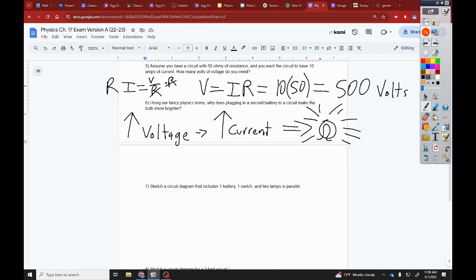Number 7, sketch a circuit diagram that includes one battery, one switch, and 2 lamps in parallel. Well, I already did this, so here's my battery. I'll put my switch up here, just to keep it simple. Here's one bulb, and then since I want the other bulb to be in parallel, I'm going to give it its own parallel path. So these lines here will never meet, just like what parallel means in math class. Once again, benefit, if one goes out, the other stays on.